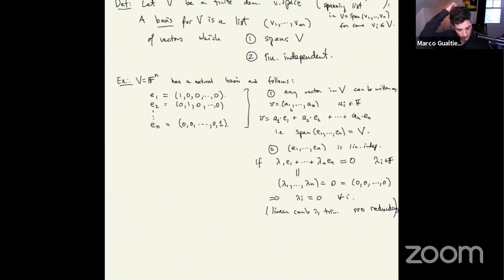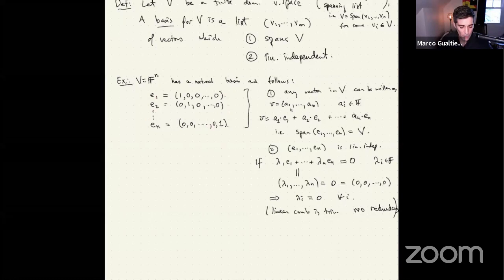Okay, so this is your standard basis for the standard vector space F to the n. And it will often be the case that we're going to be presented with vector spaces that are not exactly this one. And you might be asked to find a basis. And this is not always the most obvious thing to do.